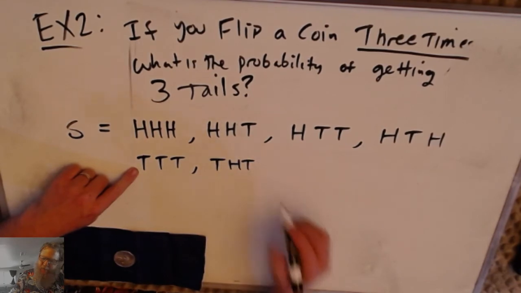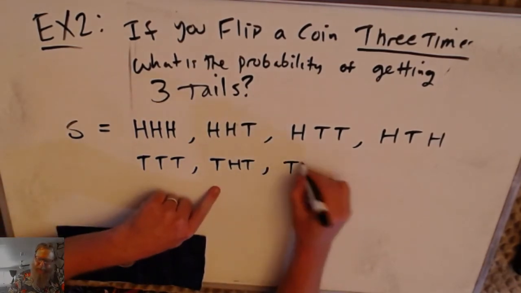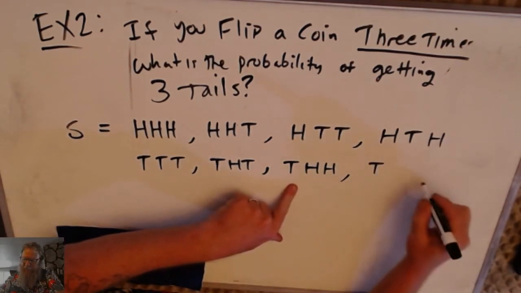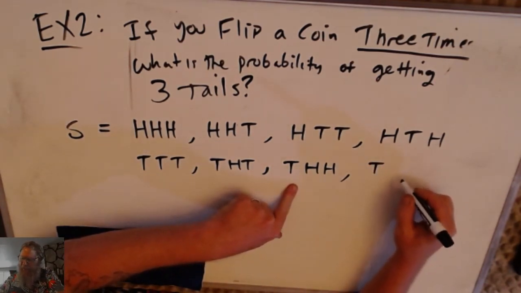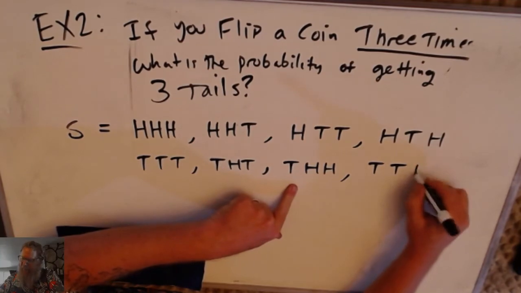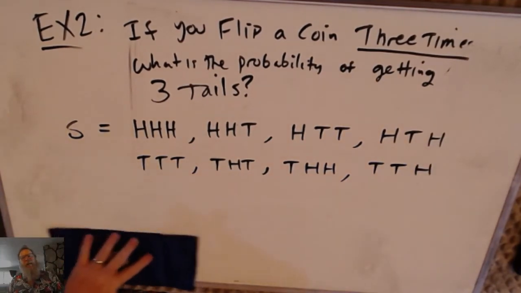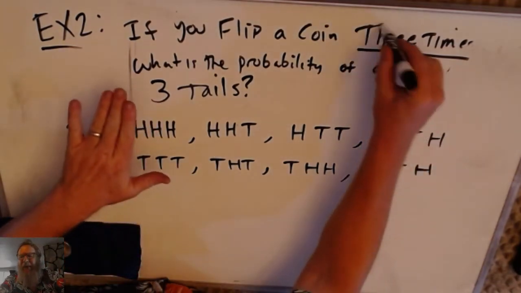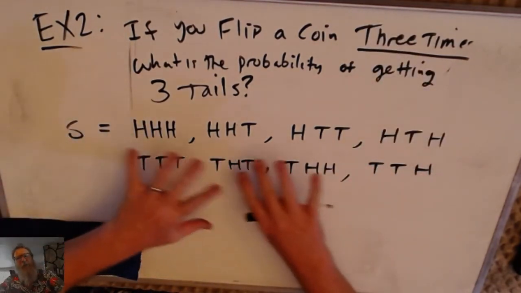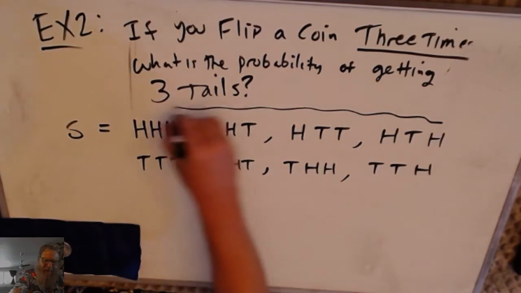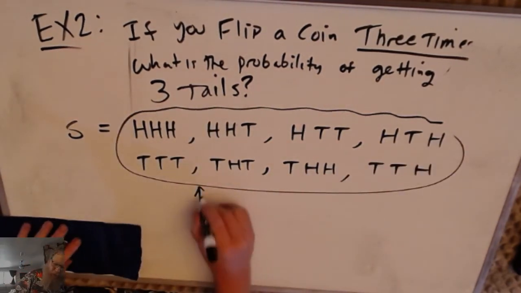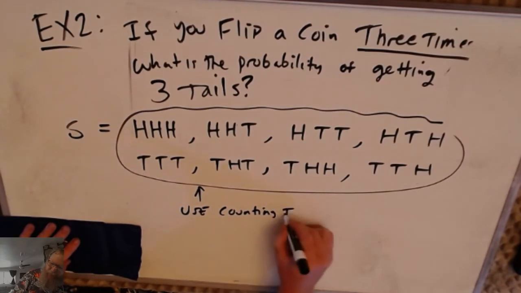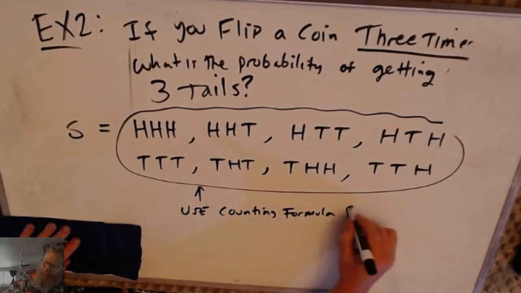Tails, heads, tails. Tails, heads, heads. And tails, tails, heads. Now, this is only 3 flips, so I just use the old trial and error method. If you don't want to use trial and error, you can use a counting formula from chapter 12.